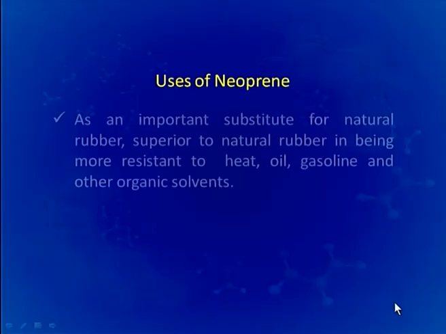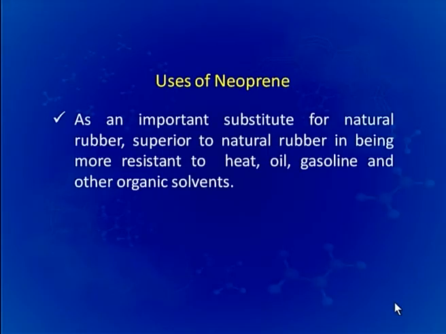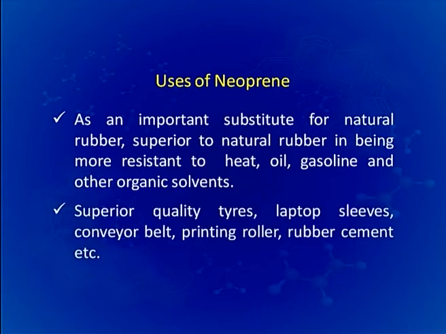As we can see, this is a very important substitute for natural rubber, as it is resistant to heat, oil, gasoline and many other organic solvents. Superior quality tires are obtained from this quality of rubber only. This is also used for the preparation of conveyor belts, printing rollers, rubber cement and laptop covers.